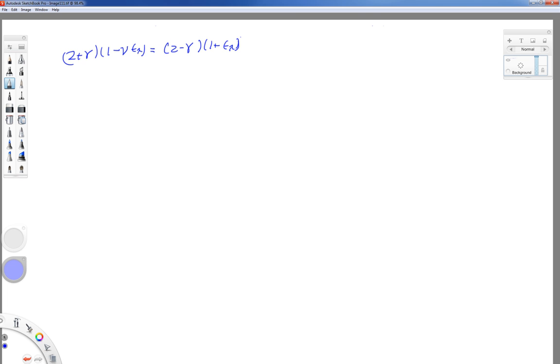So on the left-hand side, we've got 2 minus 2 nu epsilon x. We have plus gamma minus nu gamma epsilon x. On the right-hand side, we have 2 plus 2 epsilon x minus gamma epsilon x. All right, so we're going to collect terms. See, the 2 will cancel out on each side. I have a gamma and a gamma over here. That gives me 2 gamma.